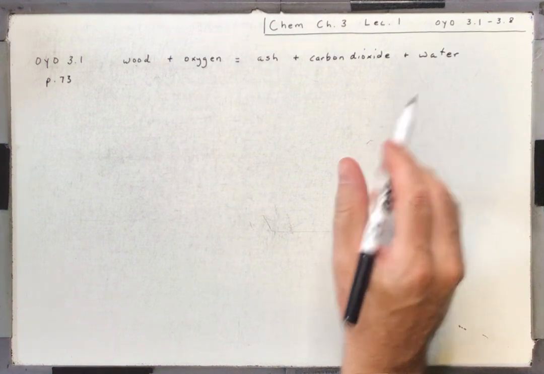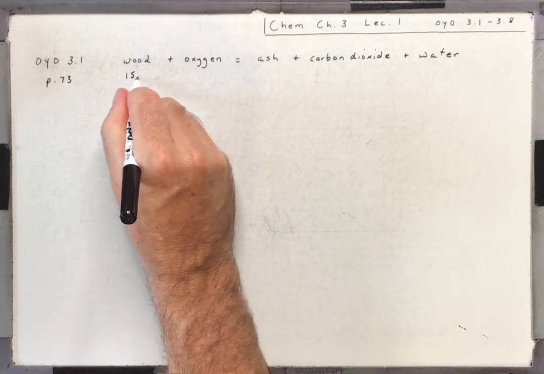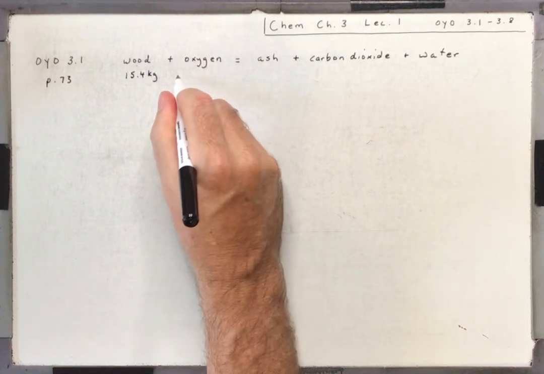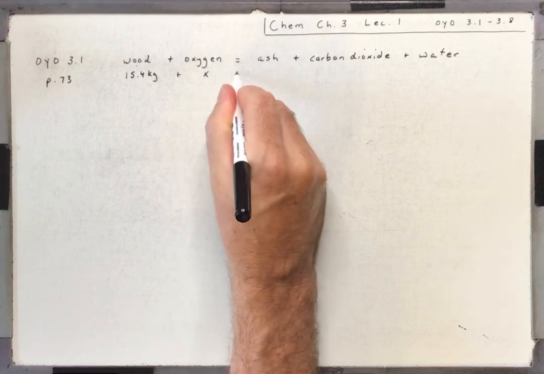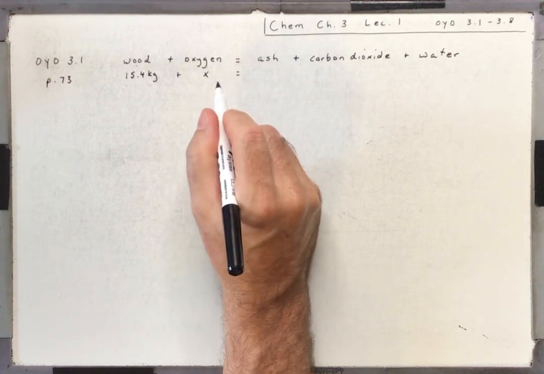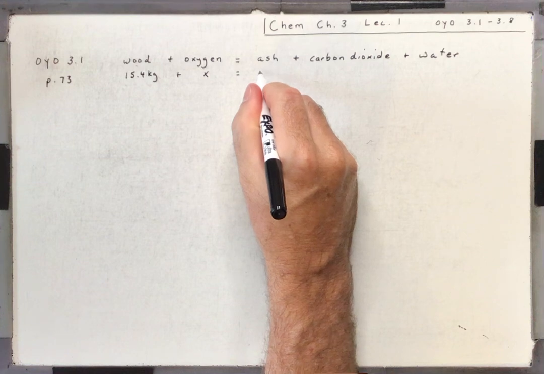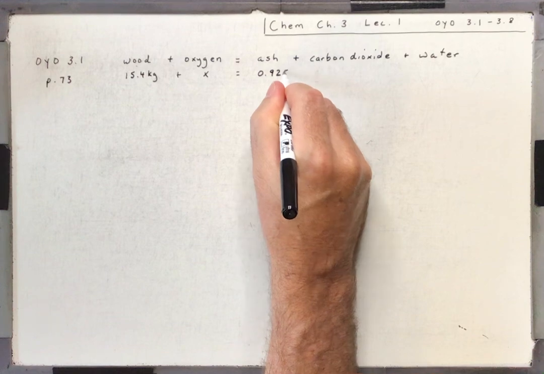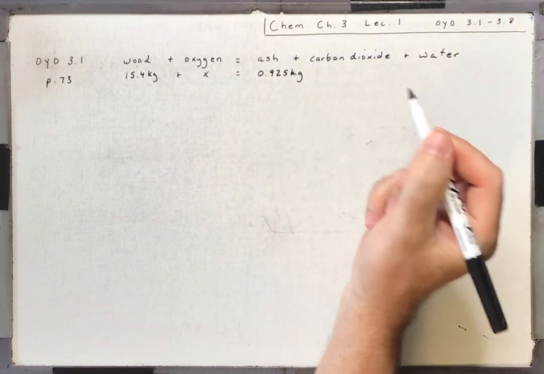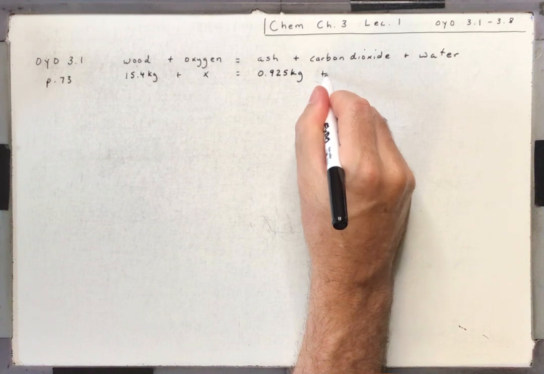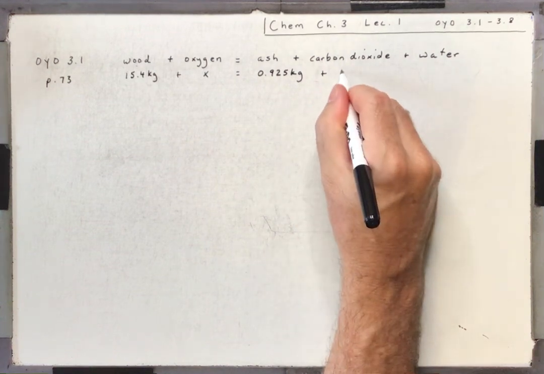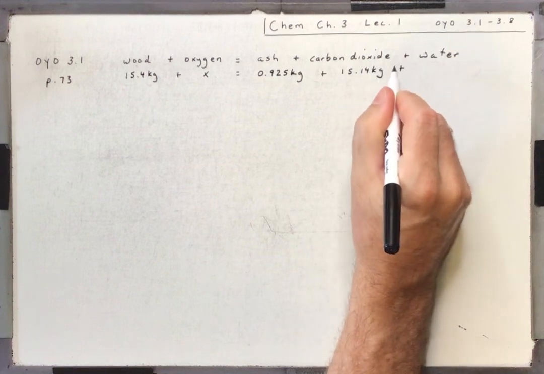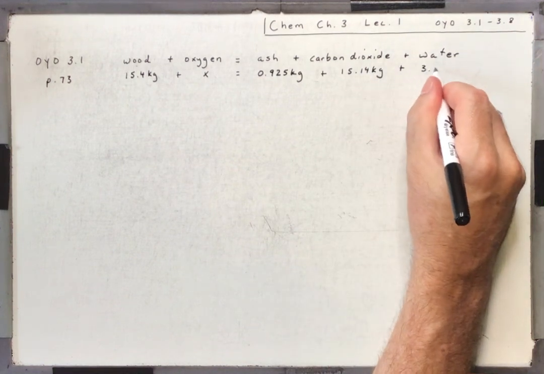Okay, and now we can fill in the numbers. We had 15.4 kilograms of wood. Oxygen we don't know, so I'm just going to make that X. For ash, it was 925 grams. If we convert that to kilograms, you can do that like we did in Chapter 1, it would be 0.925 kilograms. We do need to keep the units the same. And then carbon dioxide was 15.14 kilograms. And for water, 3.12 kilograms.